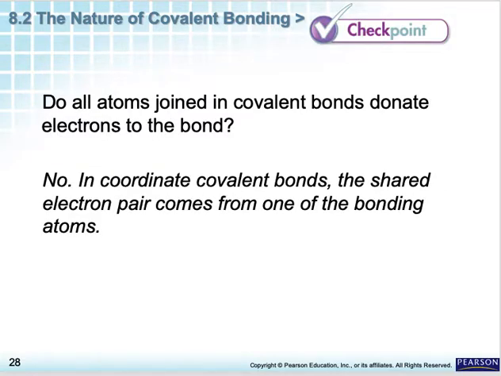Do all atoms joined in covalent bonds donate electrons to the bond? The answer is absolutely not. Some coordinate covalent bonds will share a pair of electrons from just one of the bonding atoms.